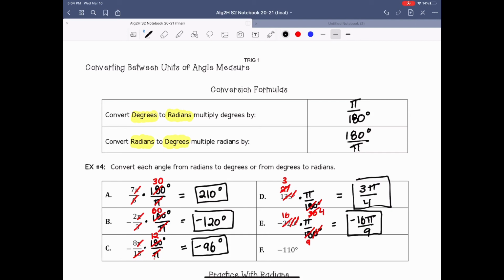Last but not least, let's look at negative 110. Once again, I'm going to multiply by pi over 180. And again, both of these are divisible by 10, so I can just cancel out the 0 and the degree symbol. And 11 and 18, those don't simplify any farther. So my final answer is negative 11 pi over 18. And that is how you convert from degrees to radians and vice versa.